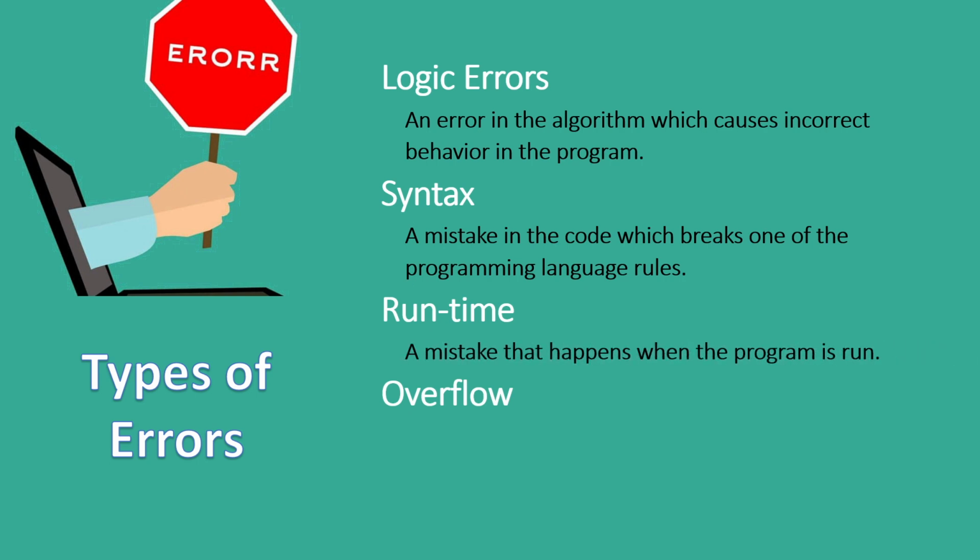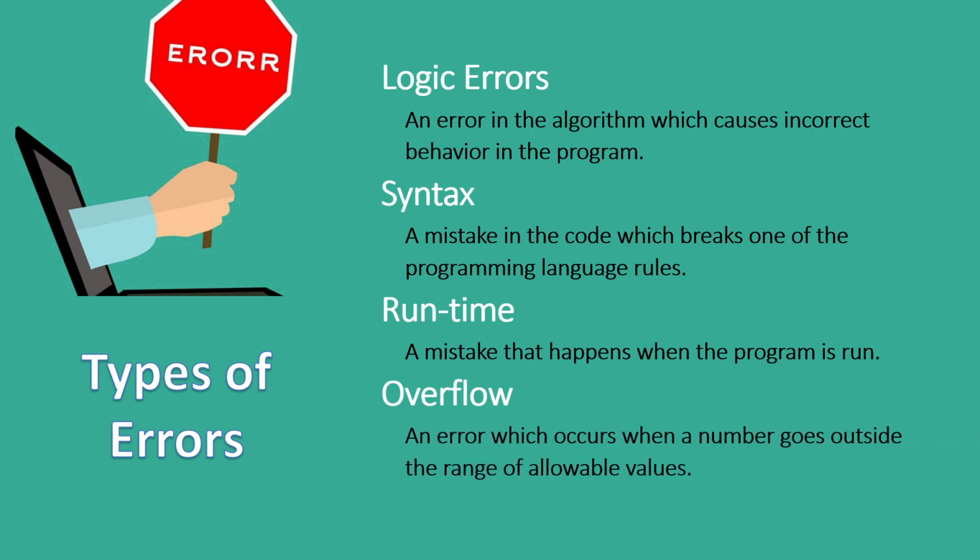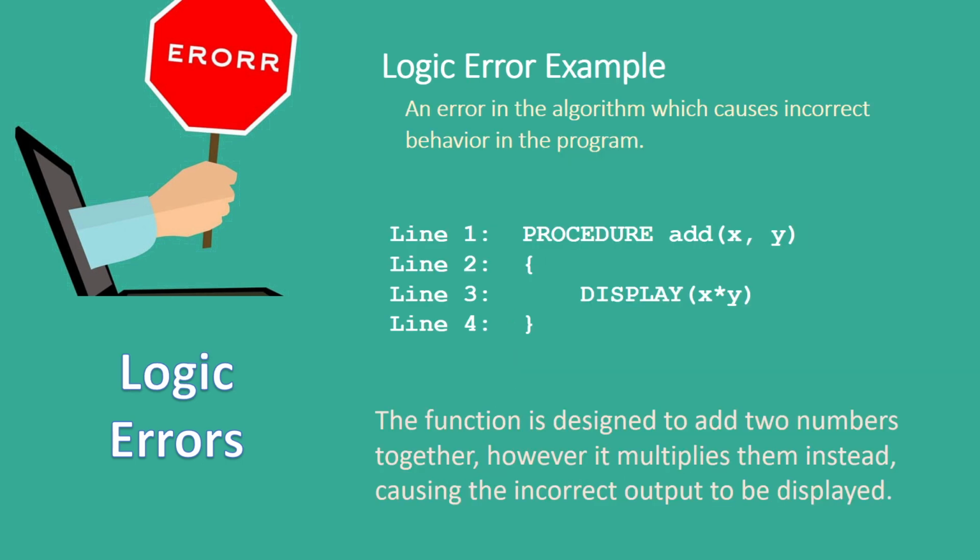Runtime errors are a mistake that happens when the program is run, so you don't see the error until the code runs, and then later it'll cause an error. Or an overflow error, which is an error that occurs when a number goes outside the range of allowable values. That's because things are held in a certain number of bits, and they can go outside that range. So let's look at the examples here to help you get your head around it.